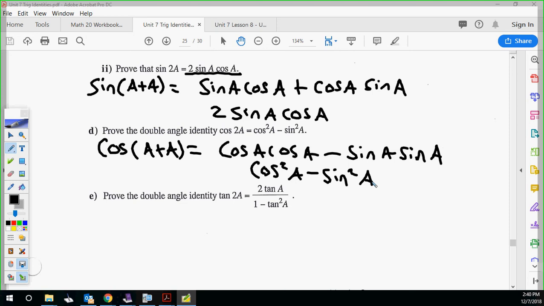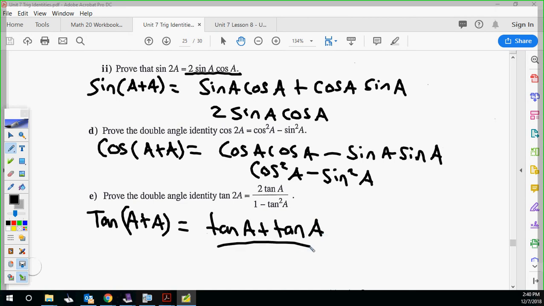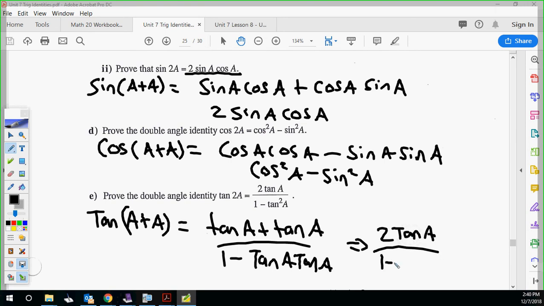And now we're going to do the one for tangent, a plus a. Okay, so tangent of a plus a would be tan a plus tan a on top, over 1 minus tan a tan a. And so you can see it simplifies too. Tan a plus tan a is 2 tan a. These identities are a lot easier than the ones we just did. And then 1 minus tan squared a, and I'll get out of the way. And so we've simply got them.